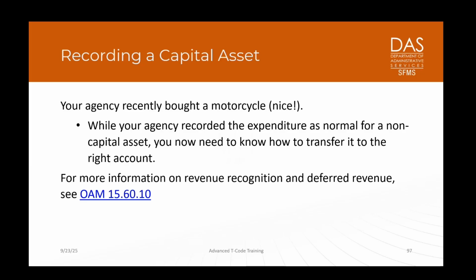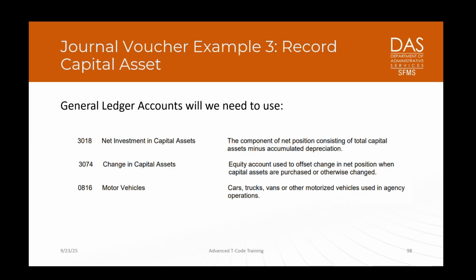Okay. So the other scenario we have is recognizing a capital asset. Your agency recently bought a motorcycle, such a fun agency, to give a motorcycle to the employees to ride. But again, we're back to OIM 1560. Oh, I think Caroline should be applied to this agency because she loves riding bikes. So she will have fun.